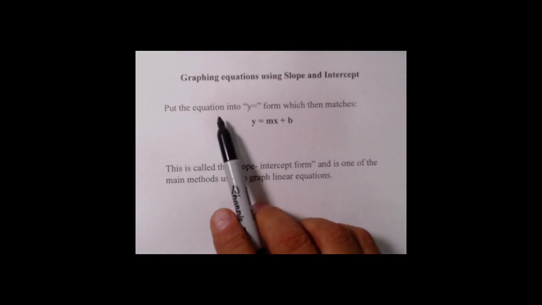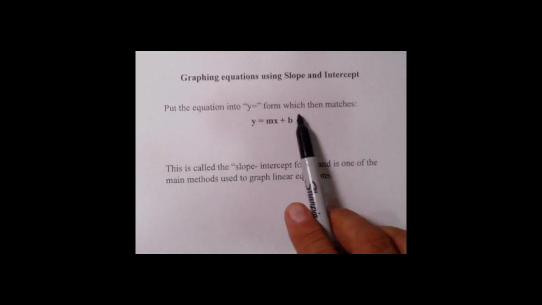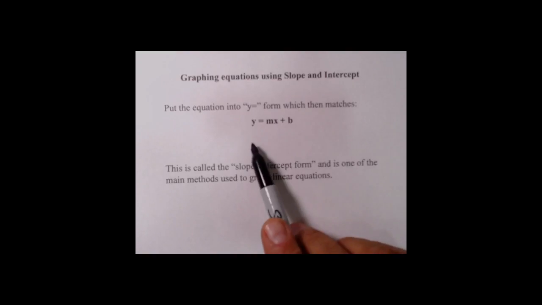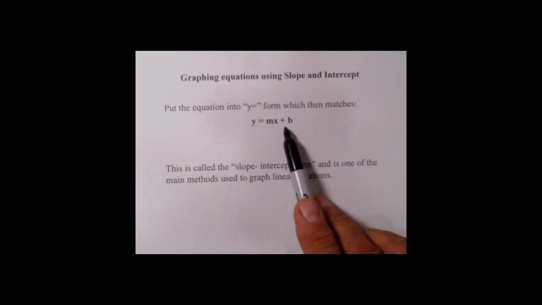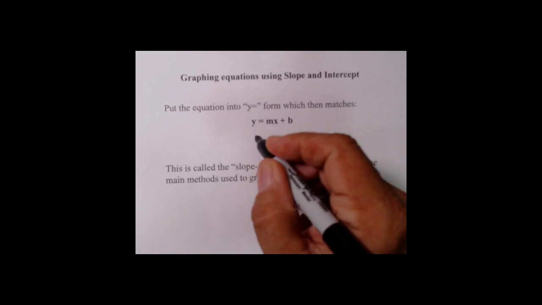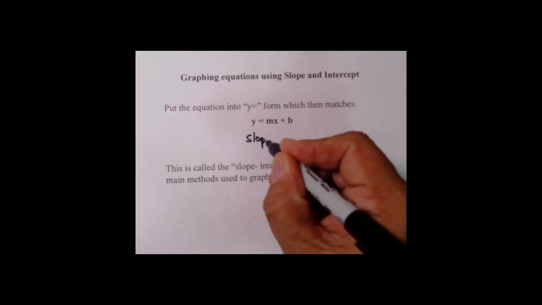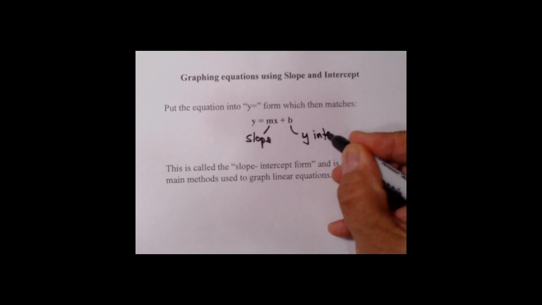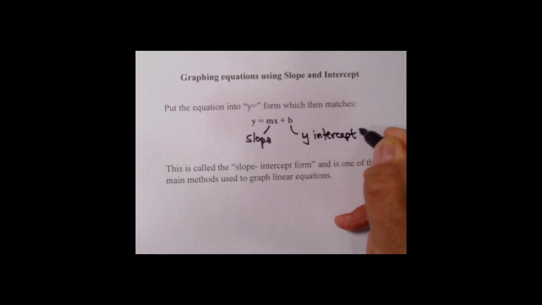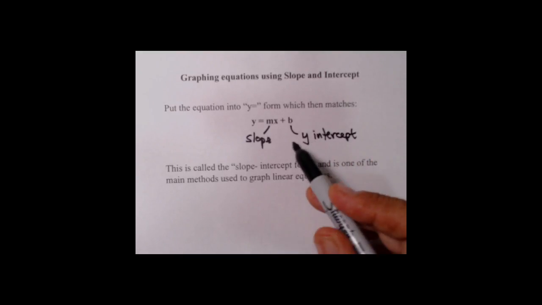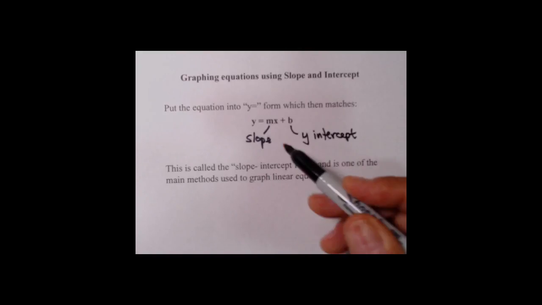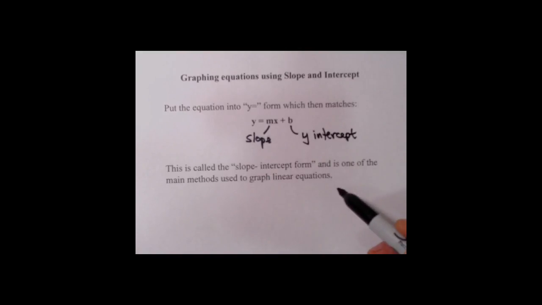Hopefully you remember that if you take the equation you have and put it in the y equals form, then it can be matched up with y equals mx plus b. This is the slope and the intercept. That's why they call this the slope-intercept form. So let's remind you here, the m is the slope and the b is the y-intercept. Now, this intercept point gives us a starting point, and from there we can step off what the slope is and get a second point, and we're able to draw the graph line using those 2 points.